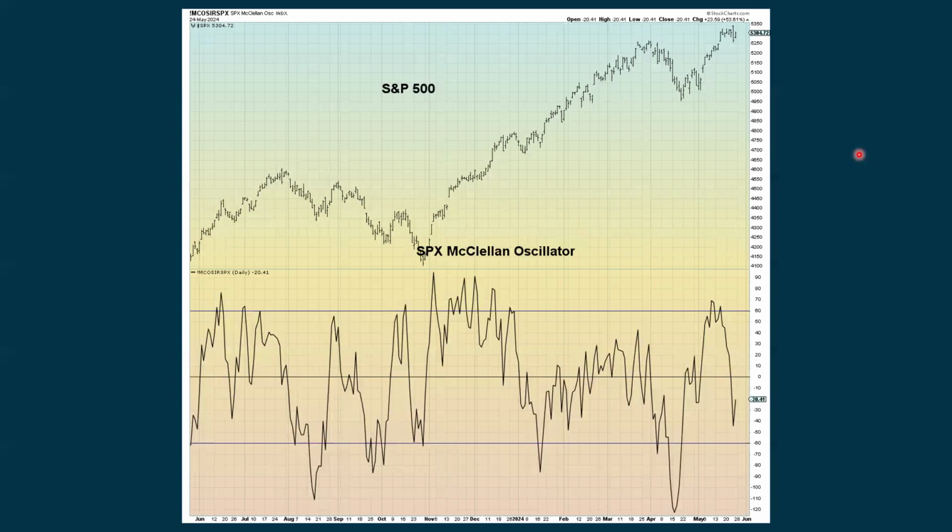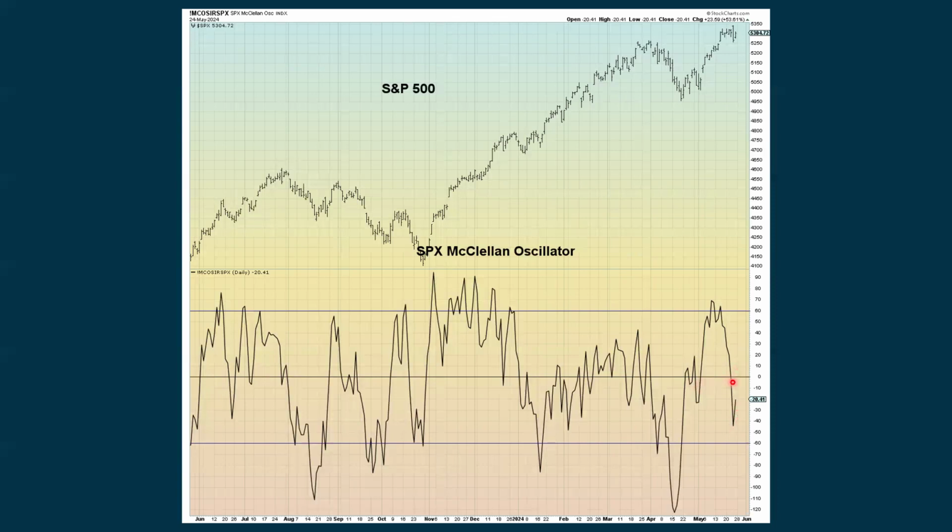Then we have the McClellan oscillator, and this should have been on the negative slide. So just make a mental note of that. We dropped below zero, and this is more short to slightly intermediate term. This is just measuring momentum. We came down below zero, but we did tick up a little bit in Friday's session. To turn more positive, we want to get back above zero.